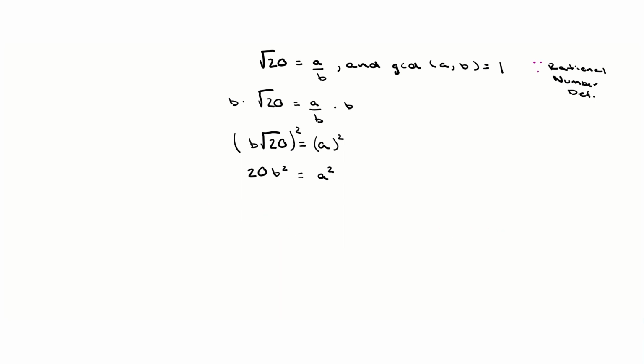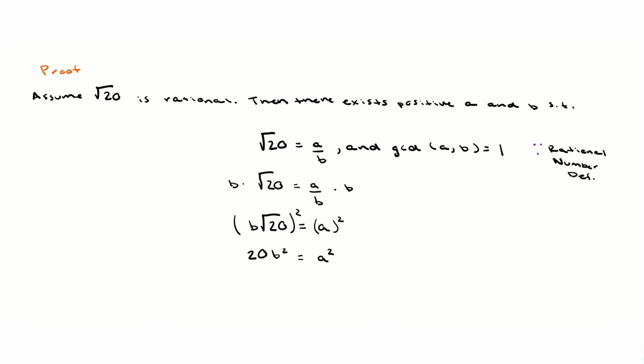So what do we do? Well, and note this stuff in purple is not a part of our formal proof. Let's take note of the fact that the square root of 20 simplifies to 2 square root of 5. So in the same way that we said the square root of 20 equals a over b, let's say that 2 square root of 5 equals a over b.